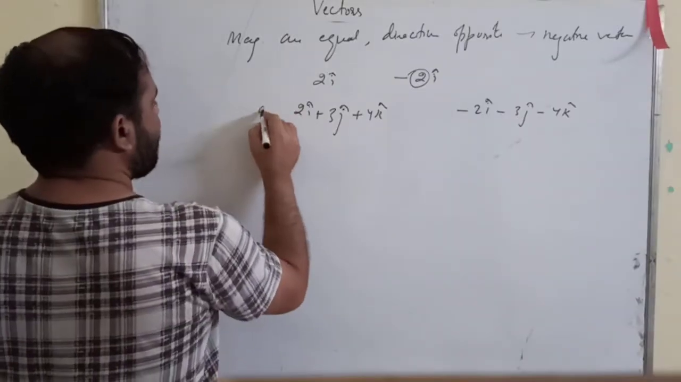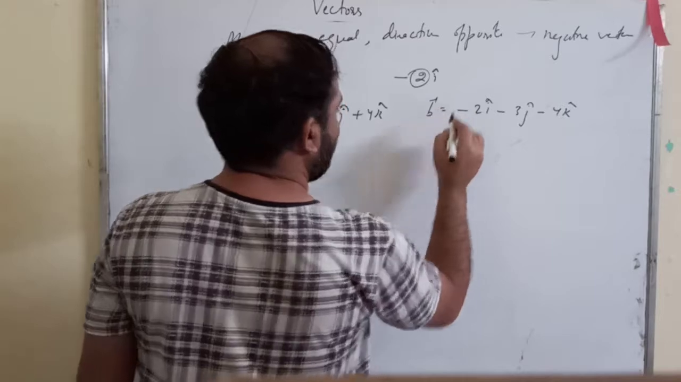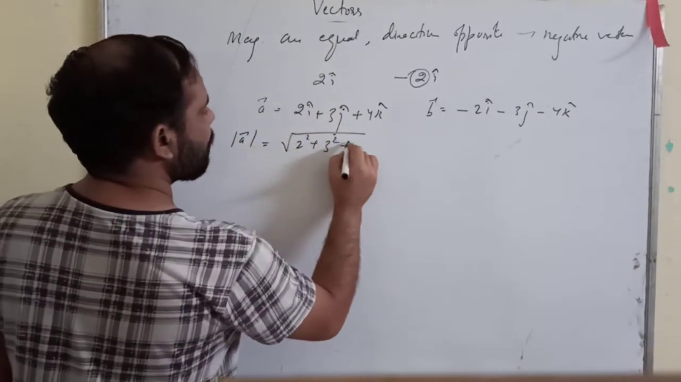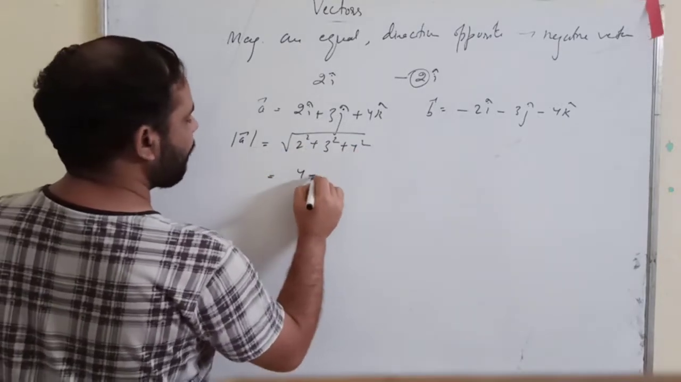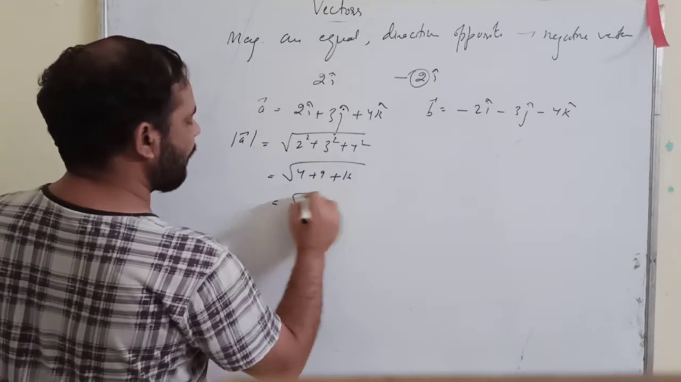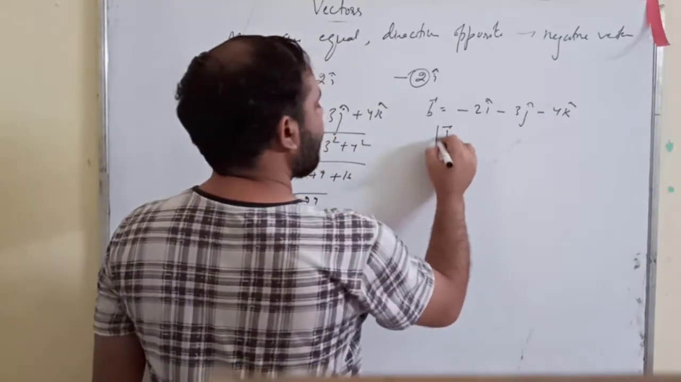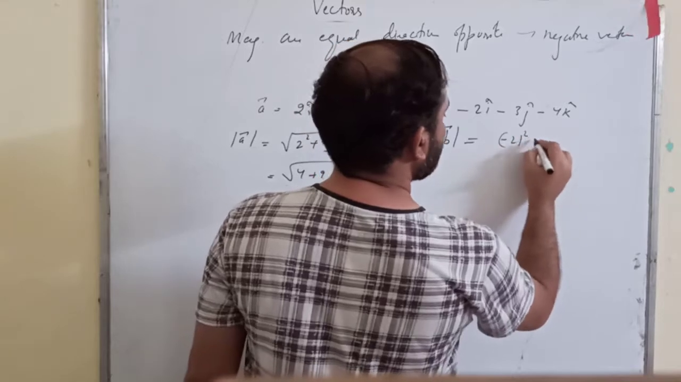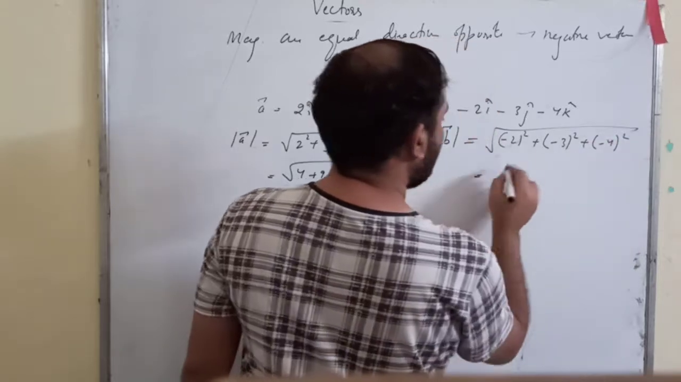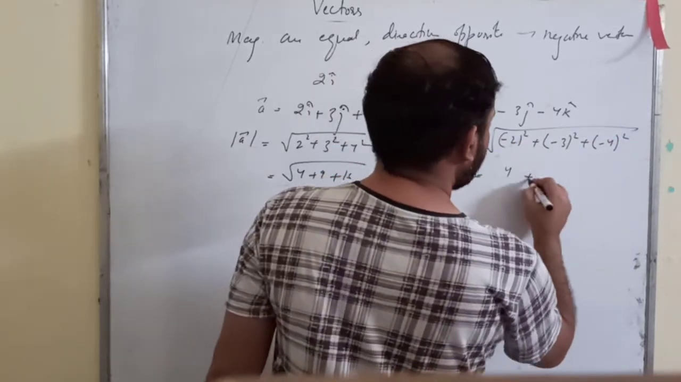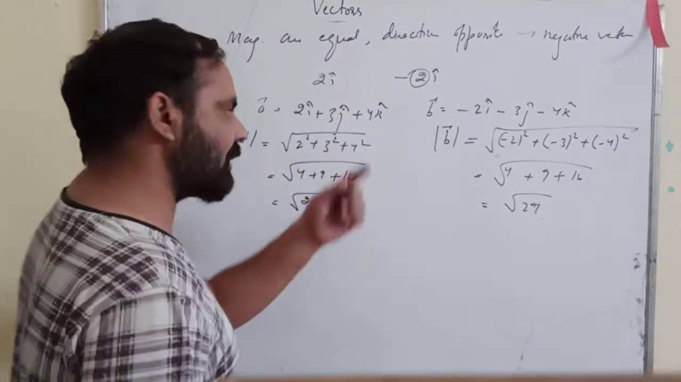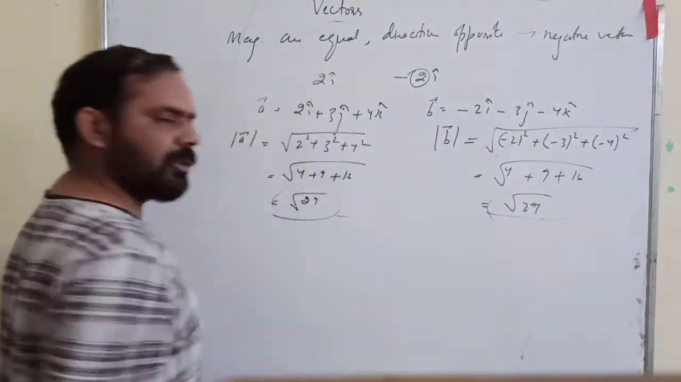Okay, tell me this, suppose this is A vector, this is B vector, right? So what is the magnitude of A vector? Under root 2 square plus 3 square plus 4 square. 2 square is 4, 3 square is 9, 4 square is 16. So 29 under root. What will be the magnitude of B vector? Minus 2 square plus minus 3 square plus minus 4 square under root. Minus square will be plus, right? And this will be under root 29. So you can see that we have equal magnitudes, right?